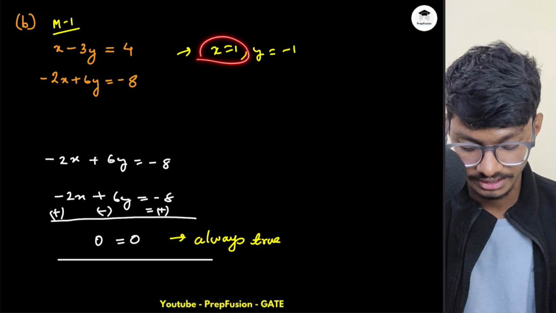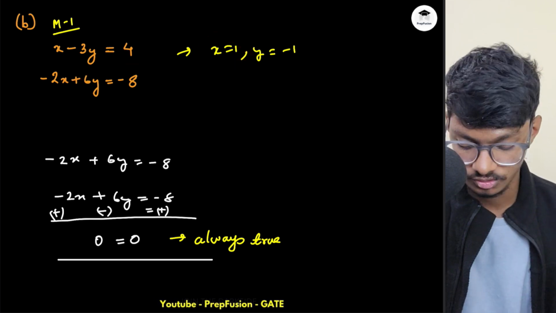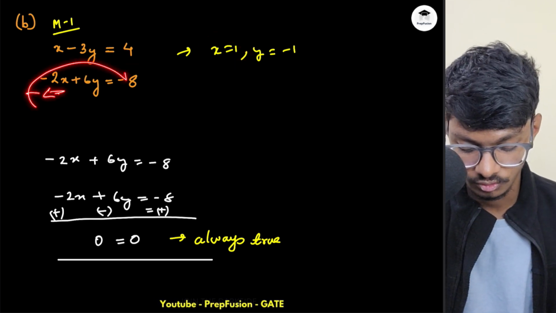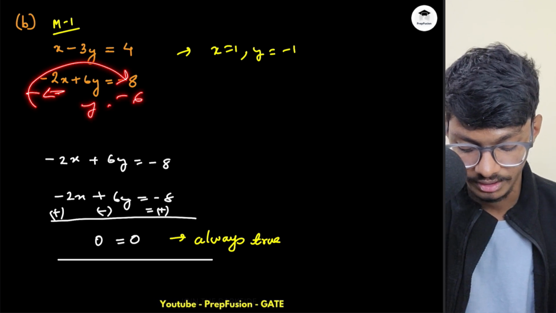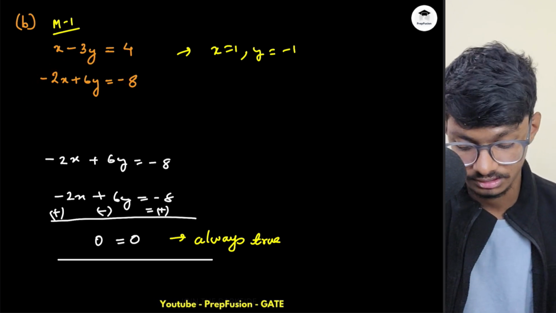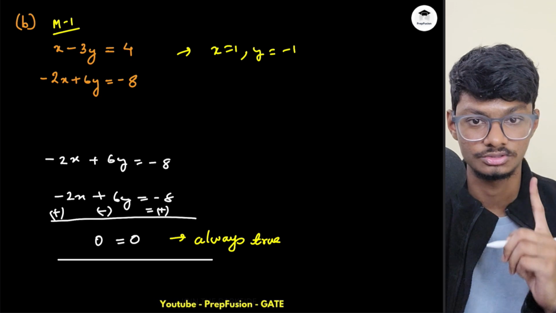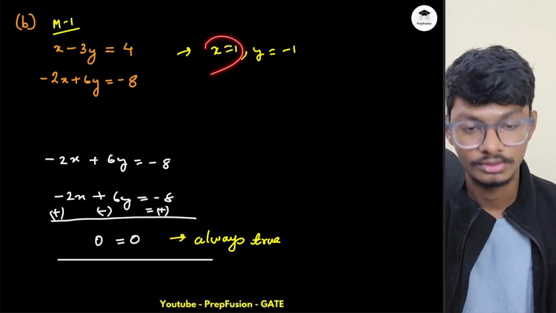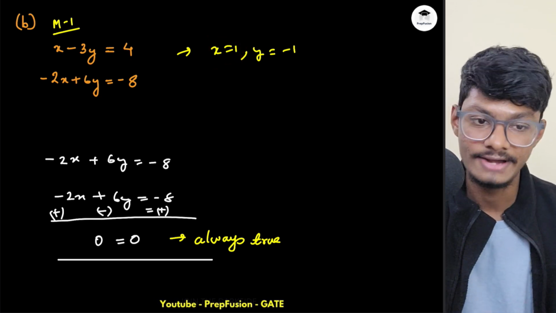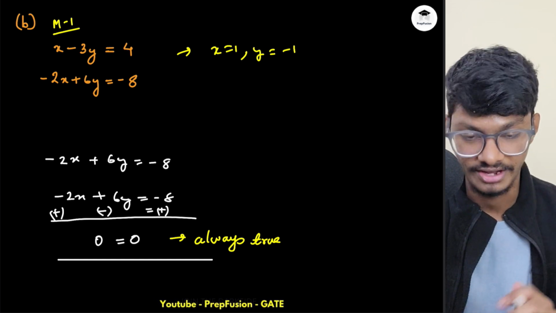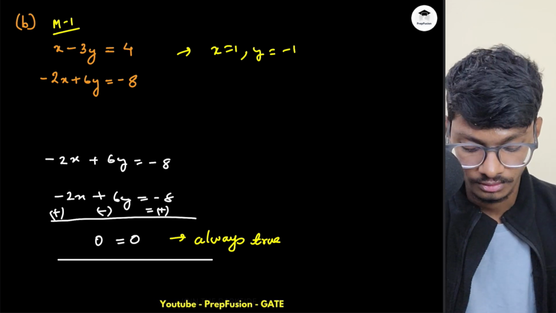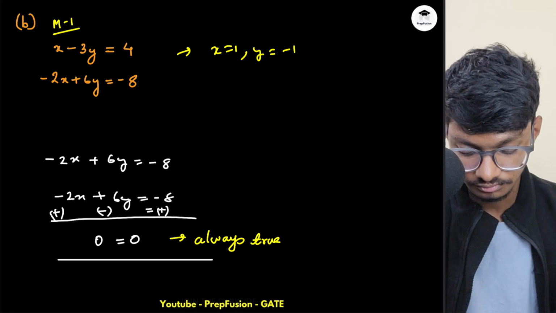Now let's put x equals 1 again over here. This is -2, so this goes over there and becomes -6. So y equals -1. Again, this also satisfies the same thing. So it satisfies for infinite values. Infinite values. So this also satisfies.